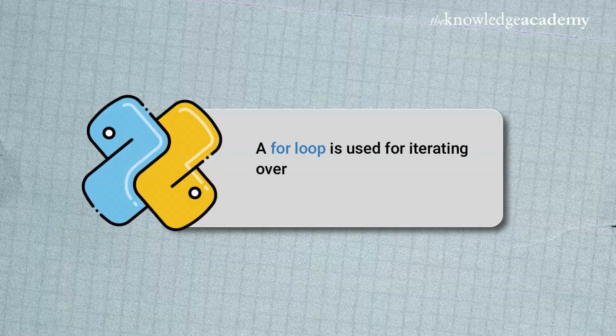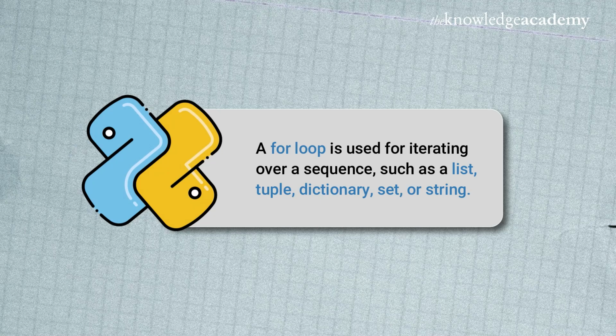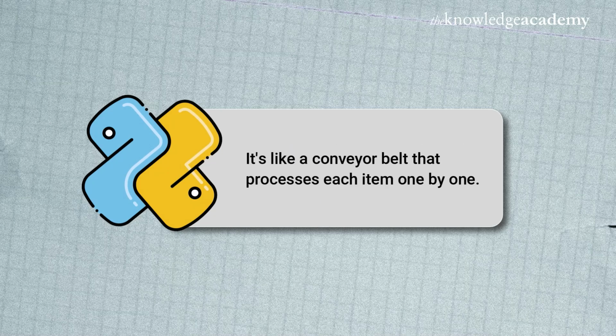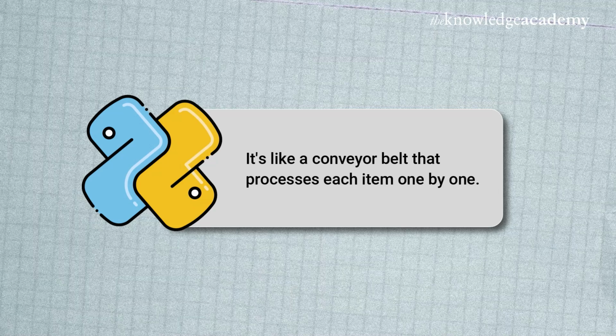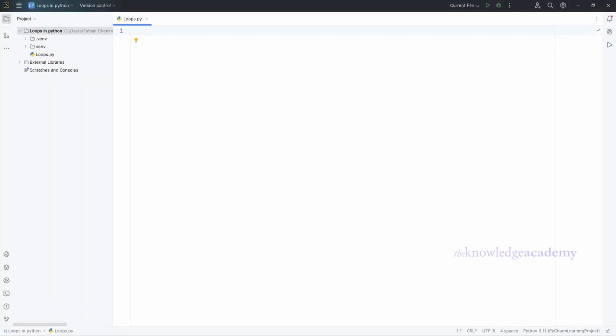A for loop is used for iterating over a sequence, such as a list, tuple, dictionary, set, or string. It's like a conveyor belt that processes each item one by one. Let's see how it works with an example. In this example, we have a list of numbers. The for loop iterates over each item in the list and prints it.